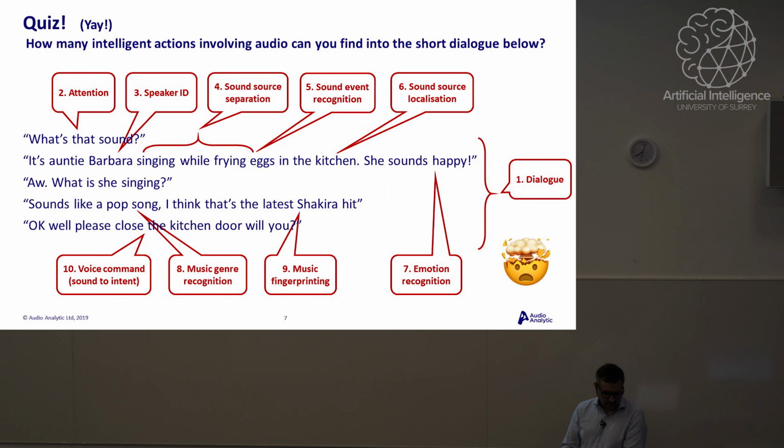She sounds happy, emotion recognition. Pop song, music genre recognition, that's Shakira, so music fingerprinting, recognizing which track is playing. And voice commands, please close the kitchen door. Will you? So in that case, a command to a human, but it could be a command to your smart speaker. So just in that five lines of dialogue, we can find 10 different tasks related to intelligence in audio.